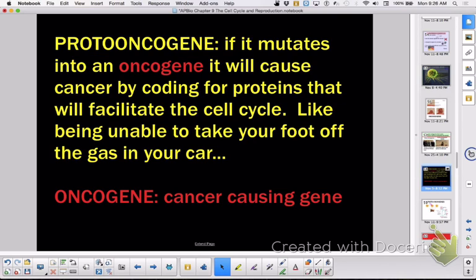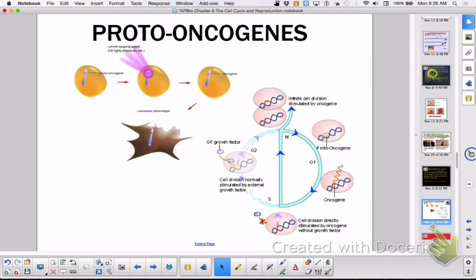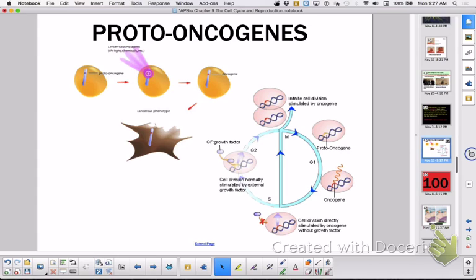So in this case, here you have your normal cell cycle that you would undergo. And normally you need a growth factor in order to trigger that cell cycle. Yes, we need more cells. But what happens here is even if it's not stimulated by a growth factor, it is still going forward. And on your notes, proto-oncogenes code for proteins that promote the cell cycle and prevent apoptosis, like a gas pedal in your car.